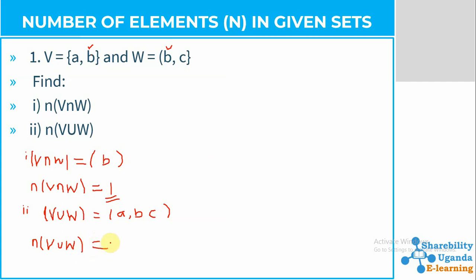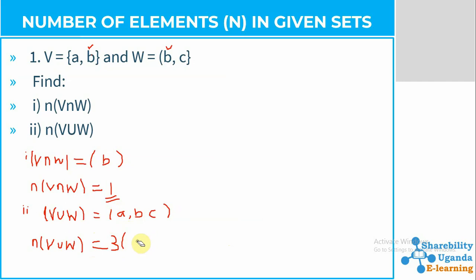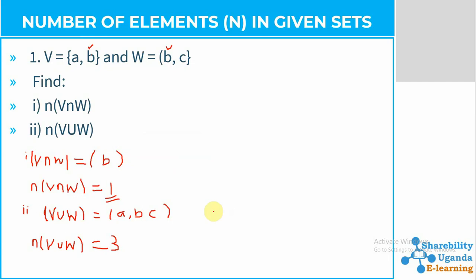For us to be able to find the number, we shall count how many they are. We have 1, we have 2, we have 3. So that means the number of V union W is 3. So we write 3 as our answer. Okay, so that is our first number done.